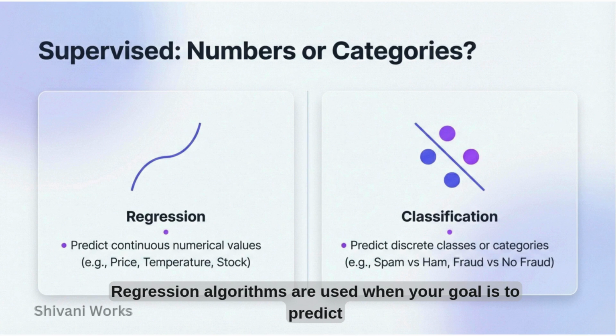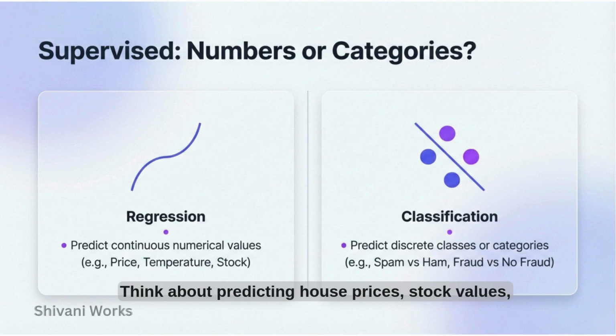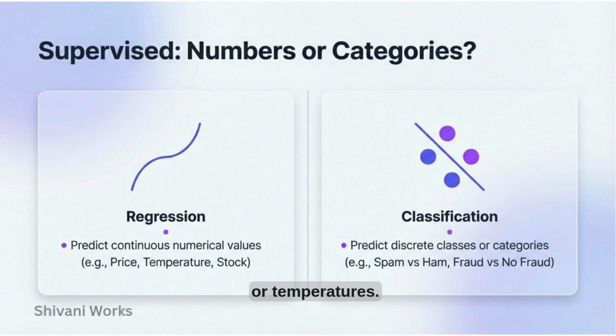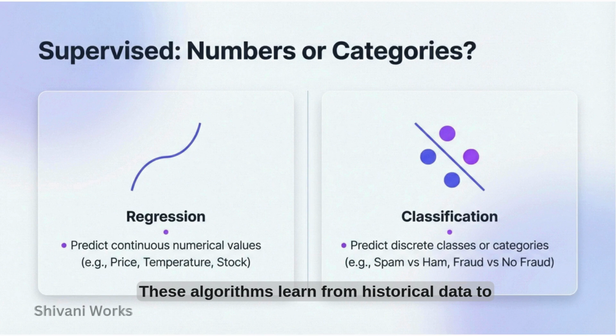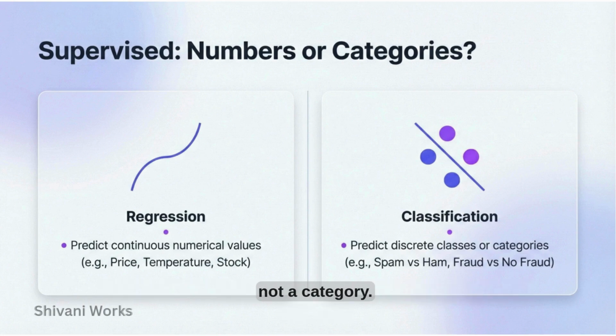Regression algorithms are used when your goal is to predict continuous numerical values. Think about predicting house prices, stock values, or temperatures. These algorithms learn from historical data to estimate future values. They're perfect for any scenario where your answer is a number, not a category.